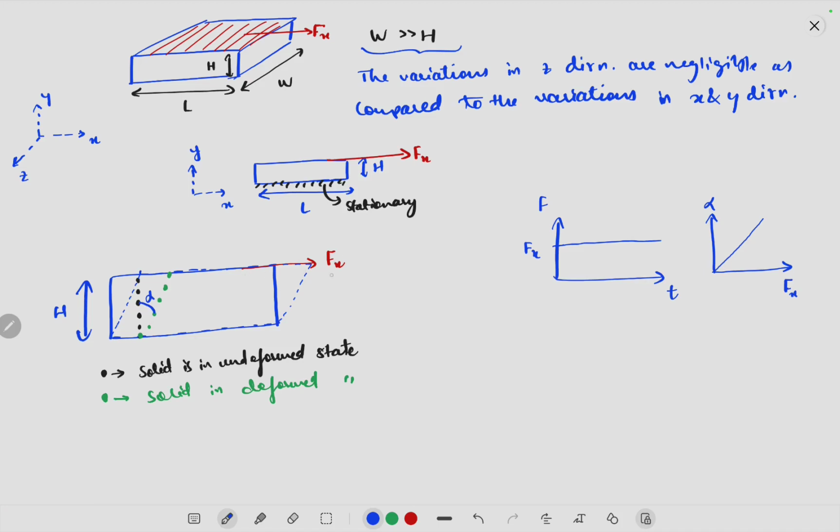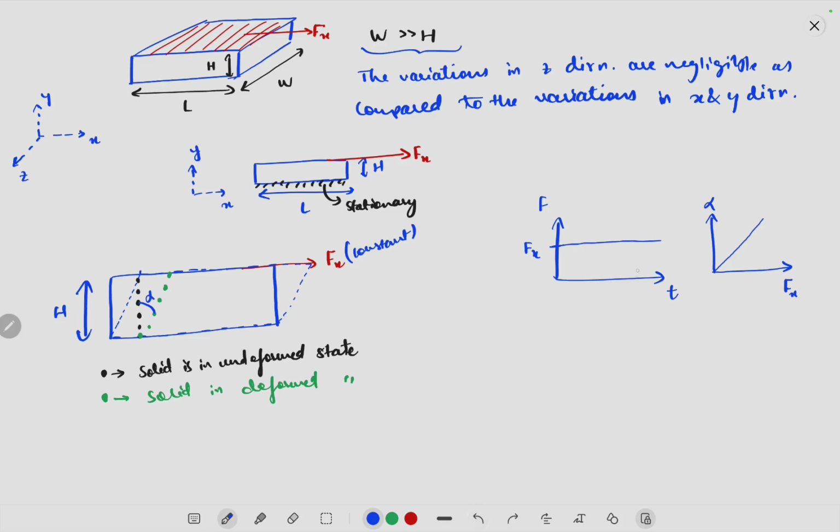A force Fx is continuously applied, and the magnitude of this Fx is constant with respect to time. So the force profile would look like this with respect to time. The force Fx magnitude is constant in time.